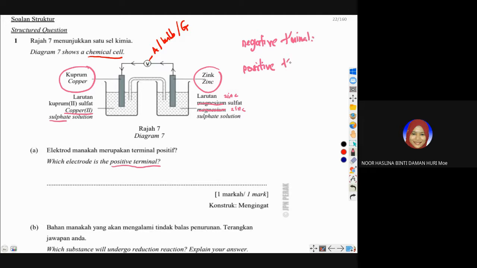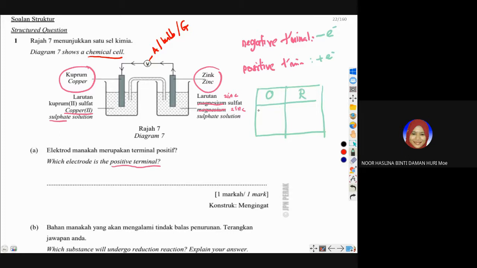For the negative terminal, you must remember, it is not the same as the electrolytic cell. The negative terminal releases electrons. The positive terminal will receive electrons. Then you must know, when the negative terminal releases electrons, anything that releases electrons is the oxidation process. This must be remembered. Remember this box: oxidation, reduction.